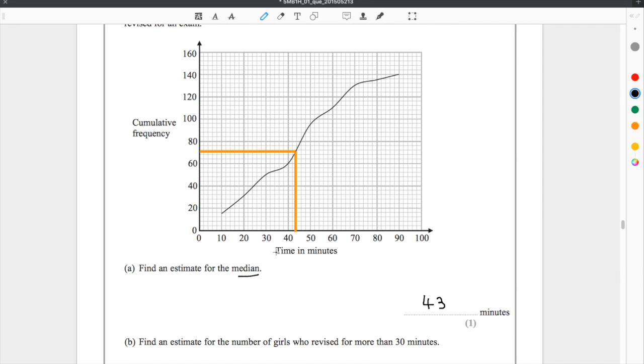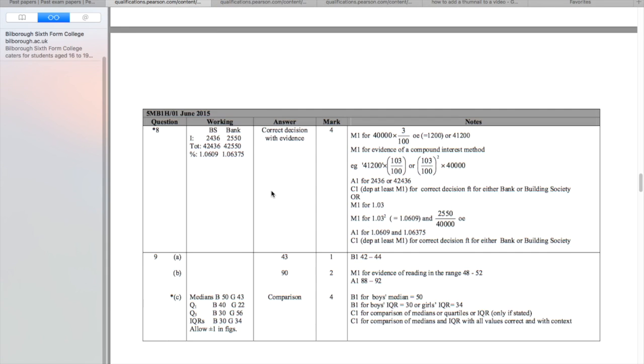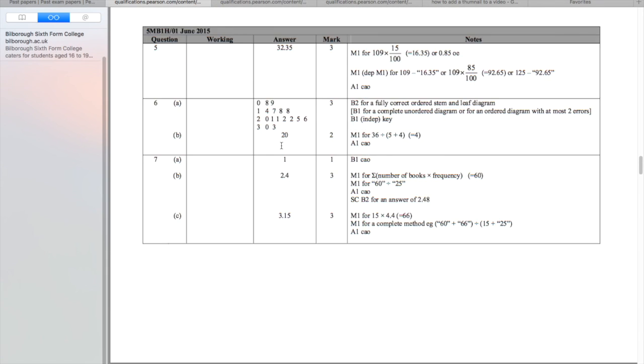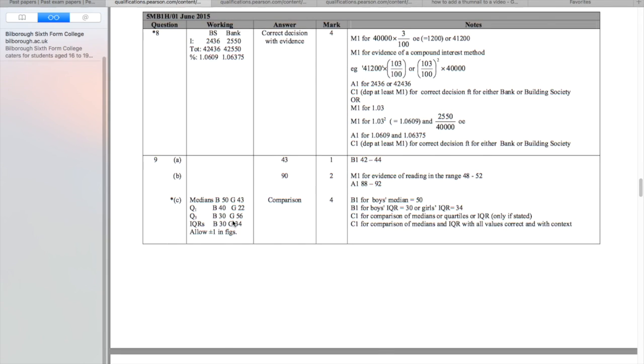There's usually some kind of range. If we check here on the mark scheme, just to see the exact value that they've used, they've used 43, so yeah, we're right there. So there we go.